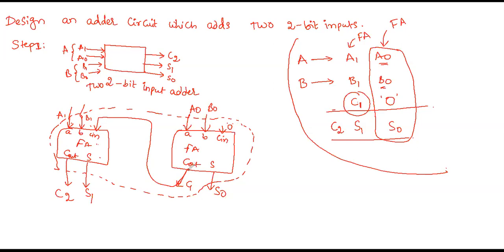Okay, and this carry will apply for the next bit. And in the next bit, we are adding A1, B1, C1. So give A1 to A, B1 to B, C1 to the C in. Then when you add, you will get C2 and S1.